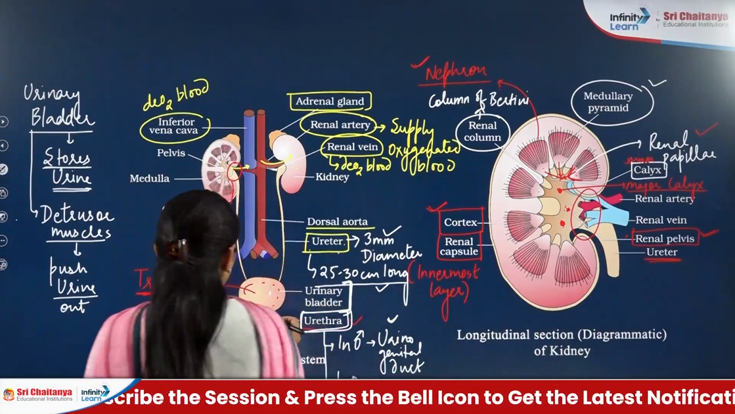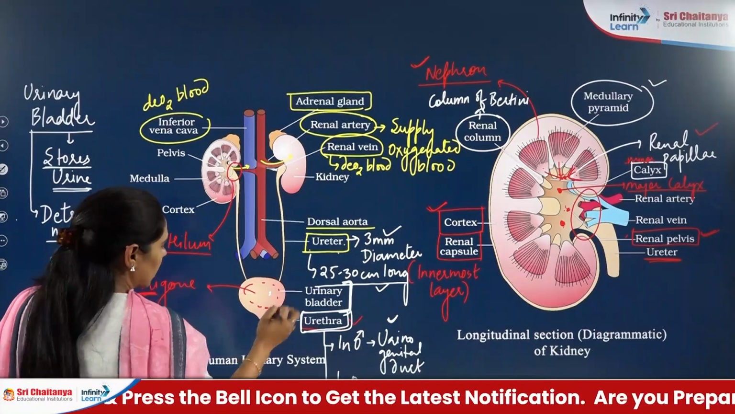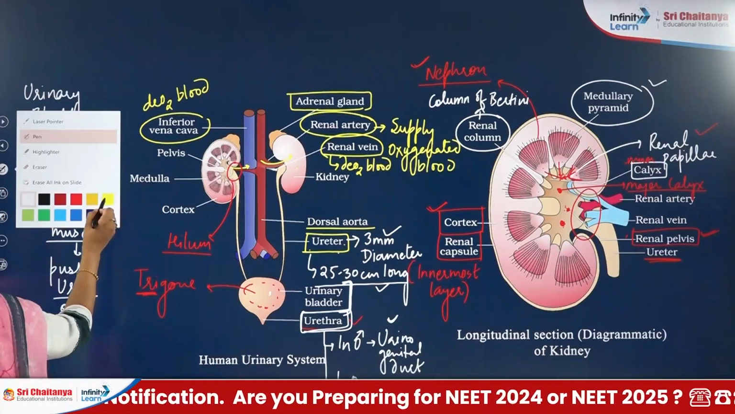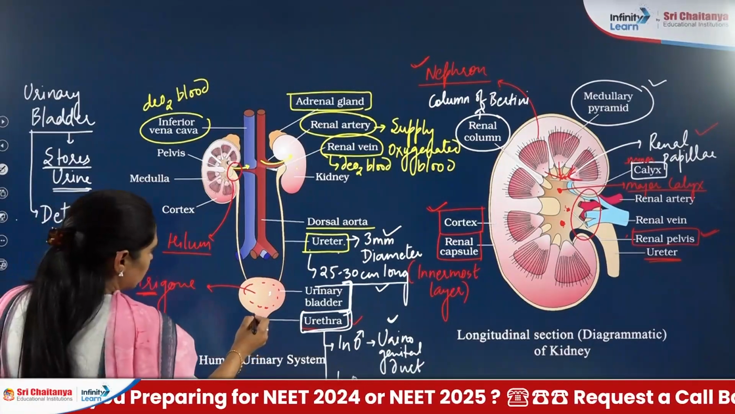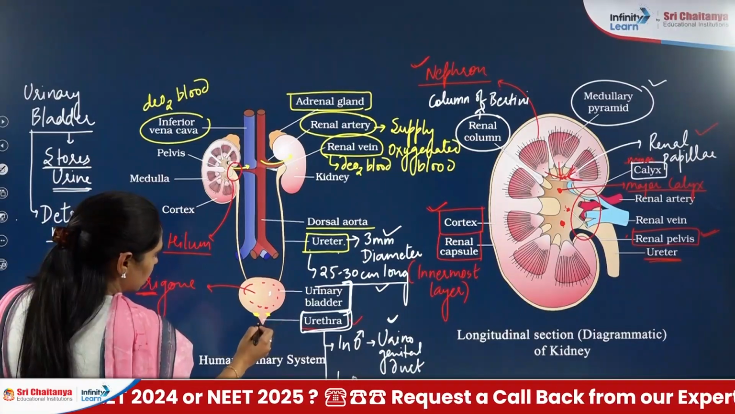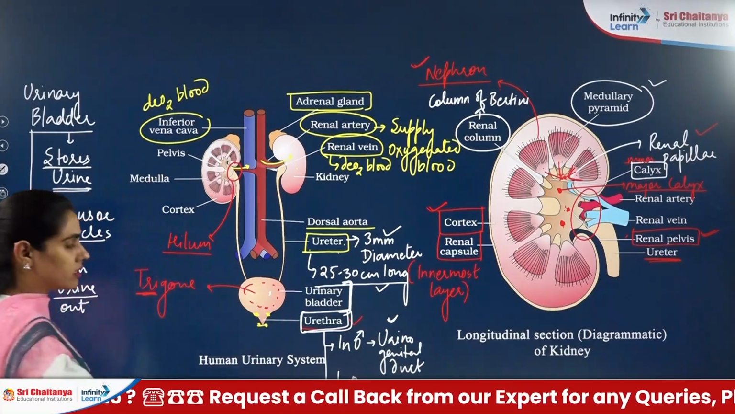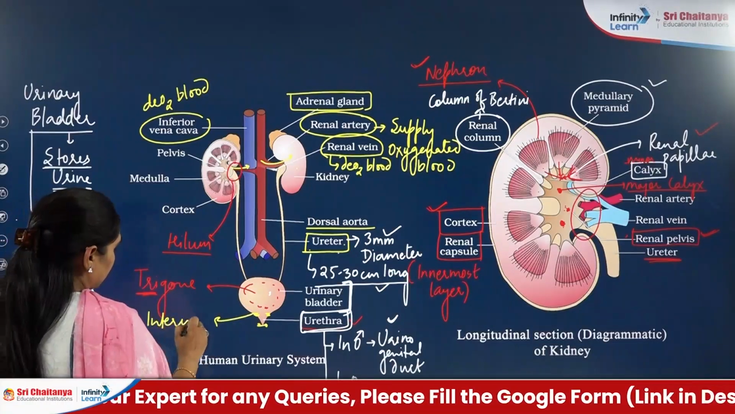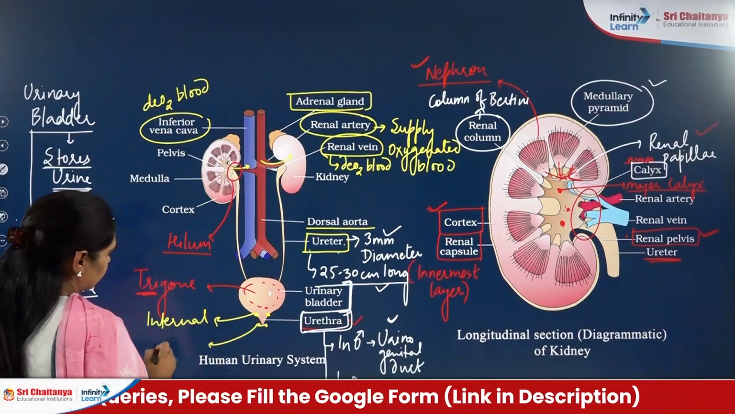And also I will tell you one more thing. In the urethra, there are two sphincters which are involved in the micturition, in the act of passing urine. There is internal urethral sphincter and external urethral sphincter. Internal and external.